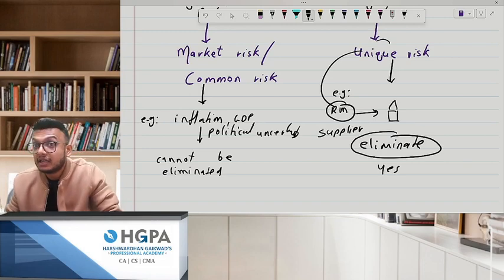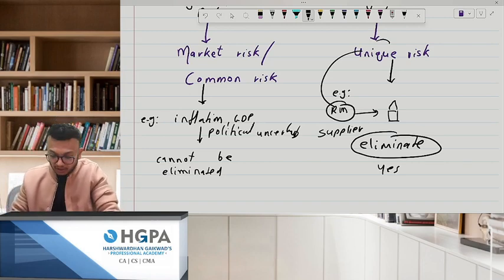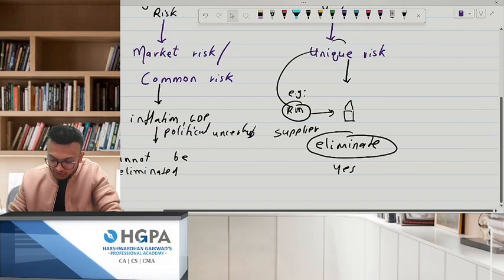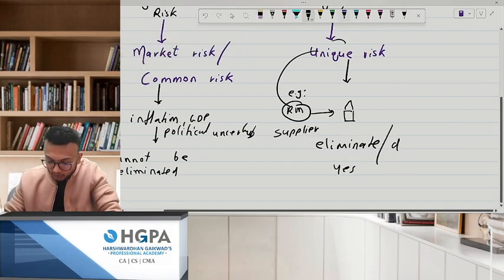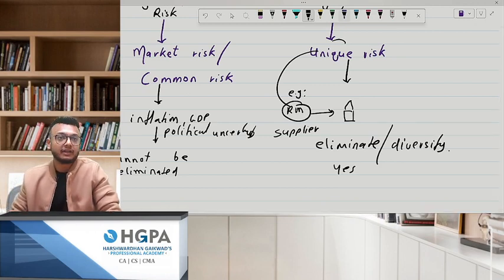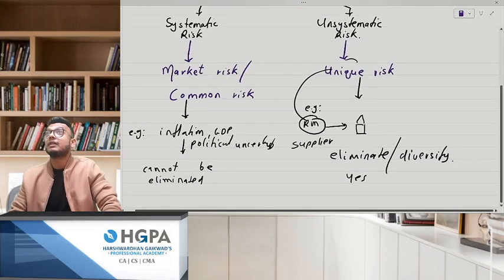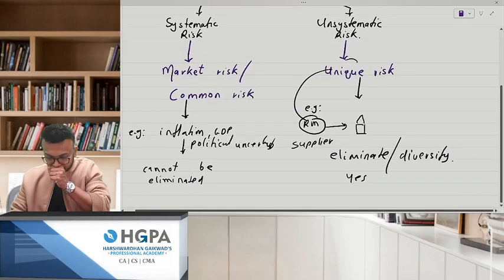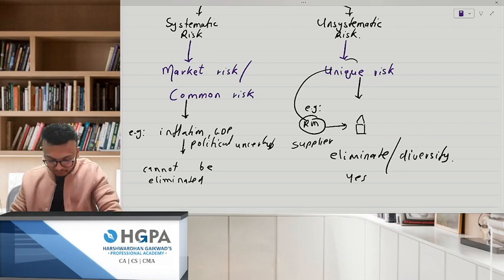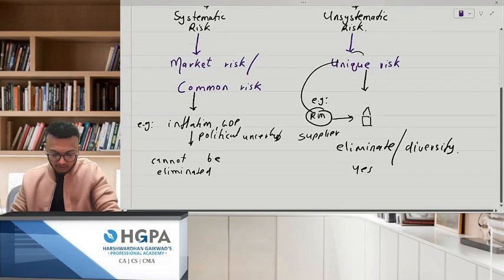Which risk? Systematic. But unsystematic risk is that risk which can easily be eliminated, or I'll write one more word over here: you can also diversify. If online people, please write it down. Done. Once again, systematic, unsystematic, and also one more thing.